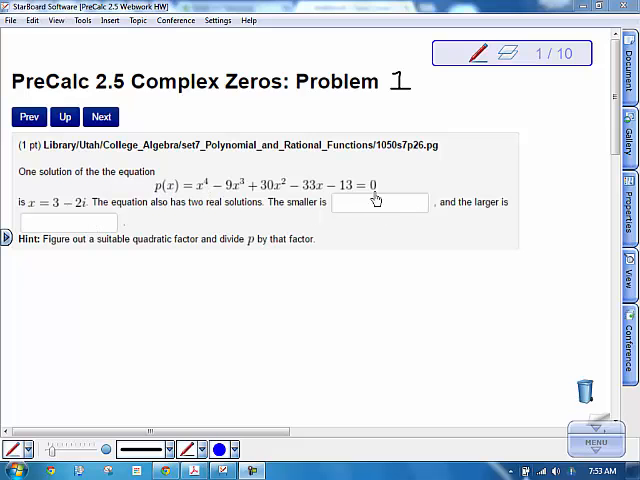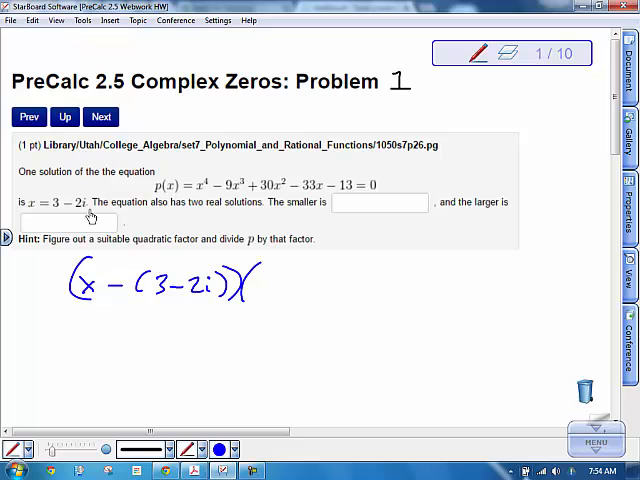Now I know we could just graph this and find the real solutions. That'd be really, really easy, and that's fine. But on a test, I'm going to check your work to make sure that you can do it without a calculator as well, right? So without a calculator, what we have to do is we know that x minus this zero is a factor, okay?